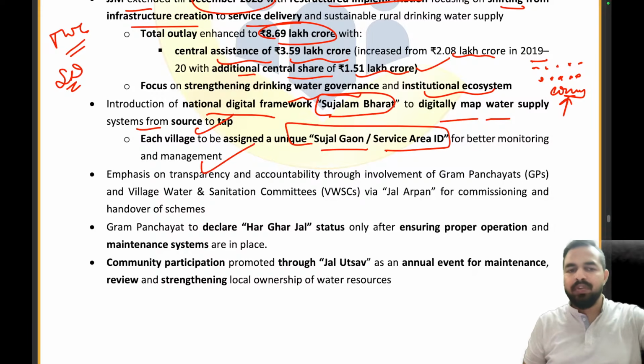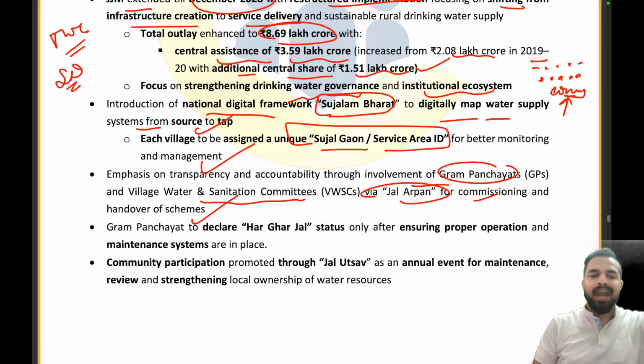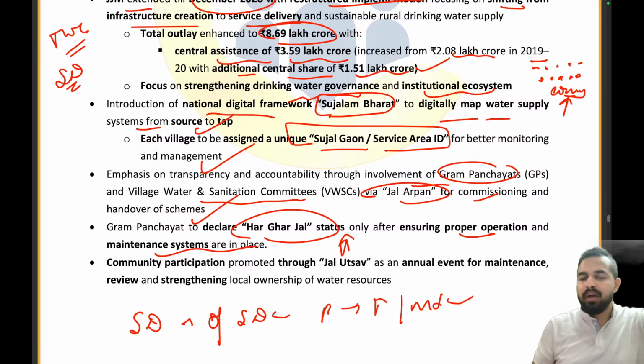Clear everyone? We will emphasize transparency and accountability through involvement of the Gram Panchayat and village water sanitation committees via Jal Arpan for commissioning and handover of the schemes. And the Gram Panchayats are required to declare Har Ghar Jal status only after ensuring that proper operation and maintenance systems are in place. That means all the operations and service delivery are properly implemented and the maintenance systems are working properly. Then only the Gram Panchayat can declare that we have achieved the Har Ghar Jal status. Clear? Without the confirmation, the Gram Panchayat is not allowed to do this.